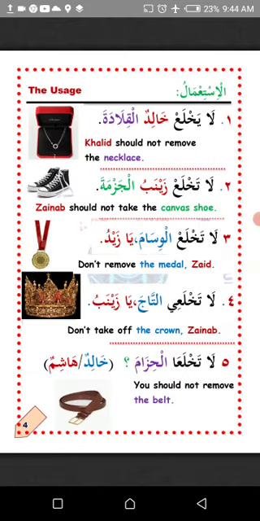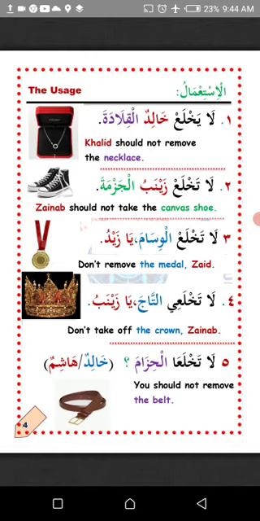Al-istimal, the usage. Wahid, number 1. La yakhla khalidun al-kilada. A Khalid should not remove the necklace. I repeat. La yakhla khalidun al-kilada. A Khalid should not remove the necklace.